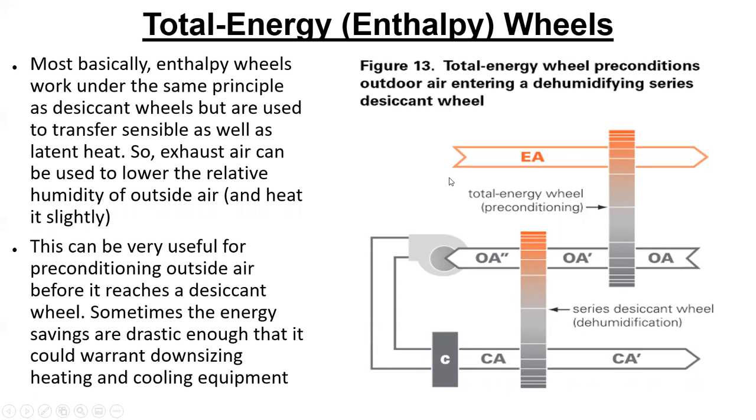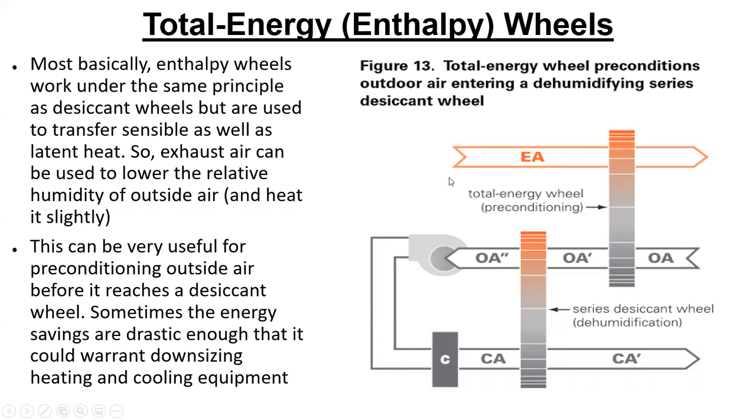Okay, so most basically, and that's not my English, but anyway, enthalpy wheels work under the same principle as desiccant wheels, but are used to transfer sensible as well as latent heat. So exhaust air can be used to lower the relative humidity of outside air and heat it slightly.